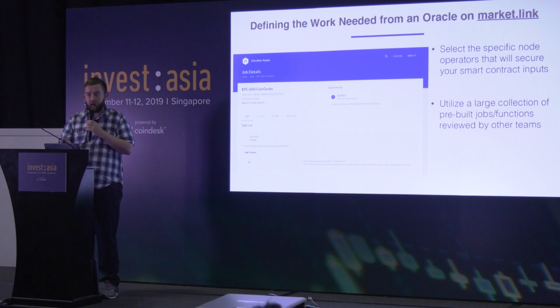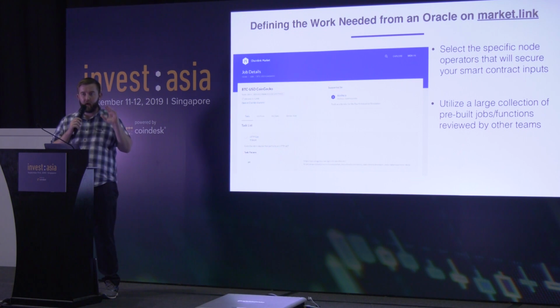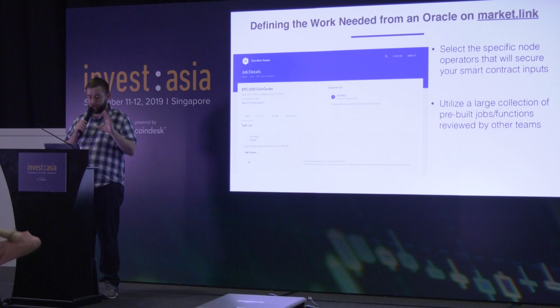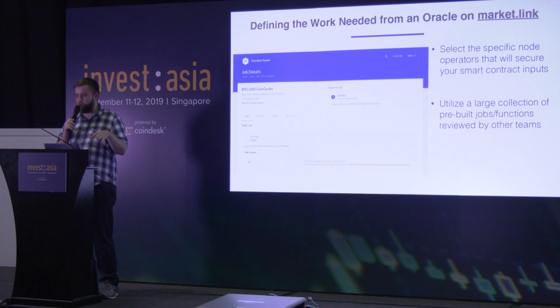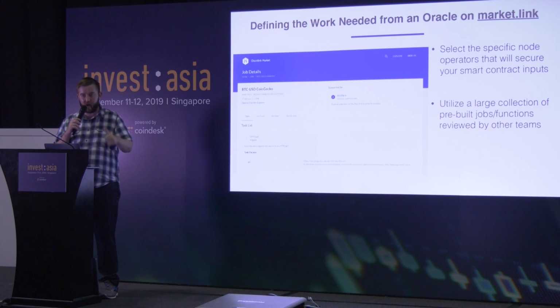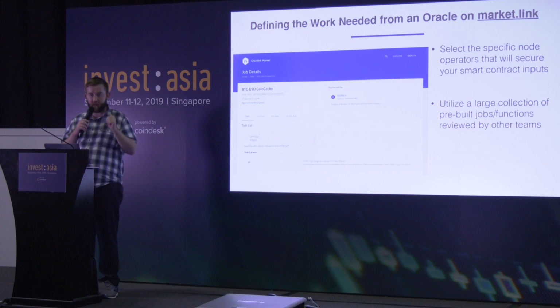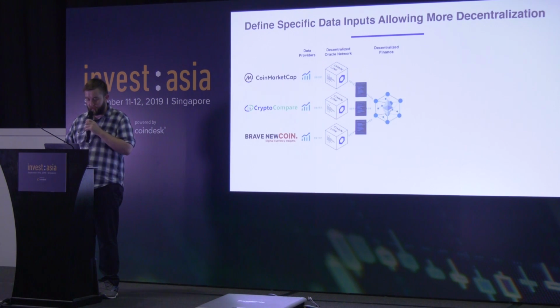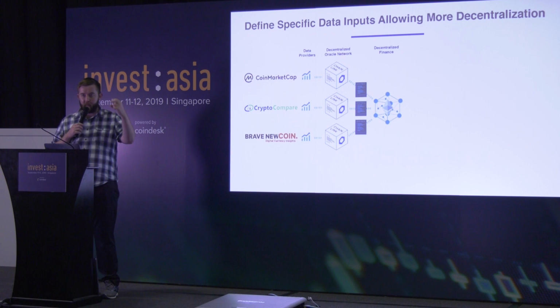Here's the specific work. Here's an example of a single job. This is a job that gets BTC USD price data from one data provider. That's all it does. This job could have many other tasks. It could have computational tasks on top of that data. It could have aggregation tasks from other data providers. But essentially, what you're doing is you're defining the node operator, you're defining the work they're going to be doing for you, and you're defining, in the process of defining that work, who the data providers providing that data would be.